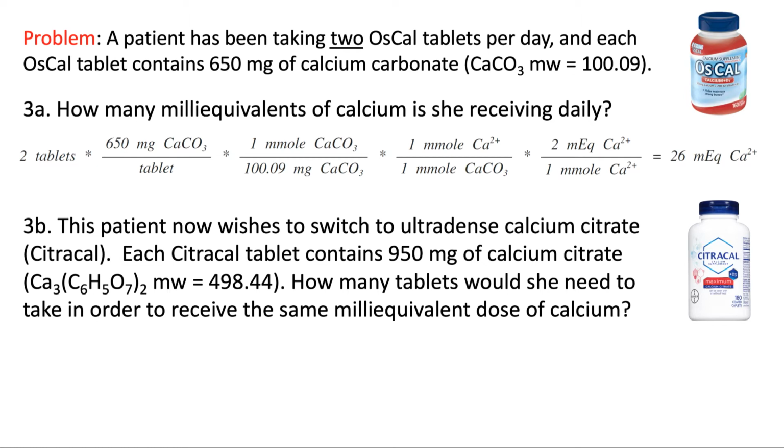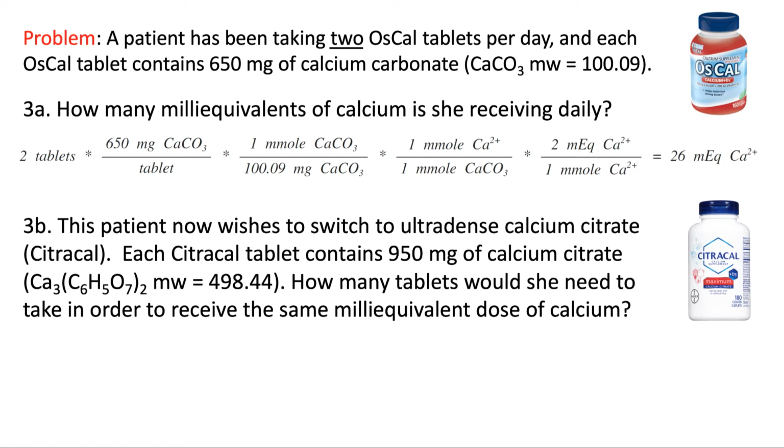Next, let's look at the formula for calcium carbonate, which is CaCO3. So there's actually just one calcium ion in every 1 molecule of calcium carbonate. So I'll multiply by the fact that there's 1 millimole of calcium ion for every 1 millimole of calcium carbonate. So now I convert from molecules of calcium carbonate to just molecules of the calcium ion.